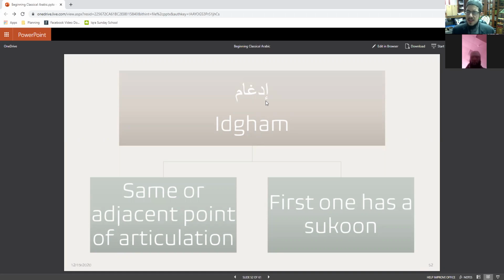Idgham translates as merging. Anybody who does Quran at all, you've probably already been introduced to the concept of idgham, especially when it comes to how to pronounce the noon. Well, there's other types of idgham, right? One of the types is idgham of the lam in alif lam into the word that comes after it.